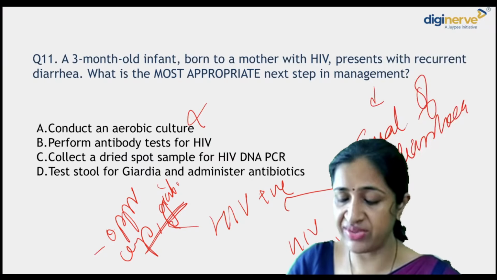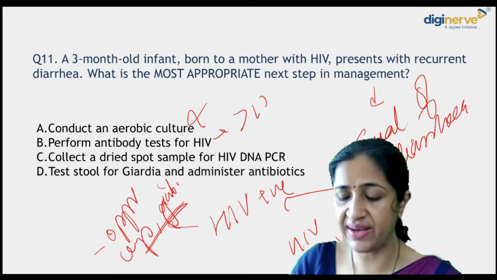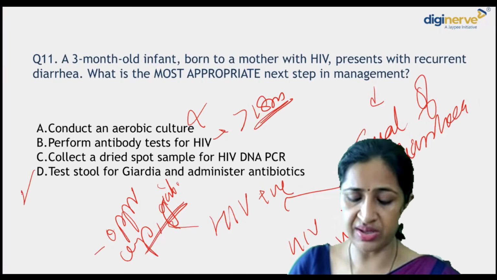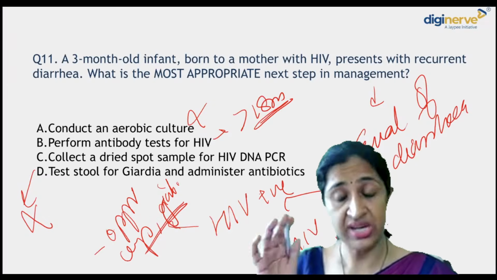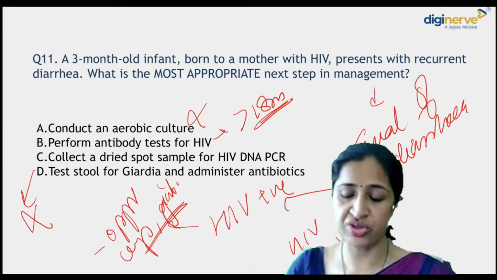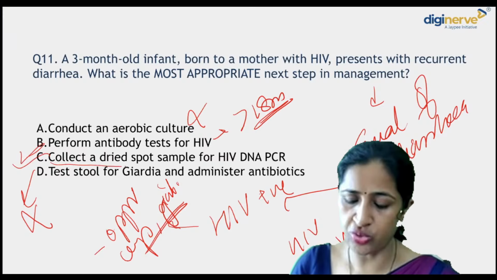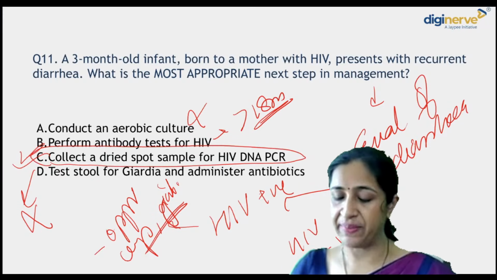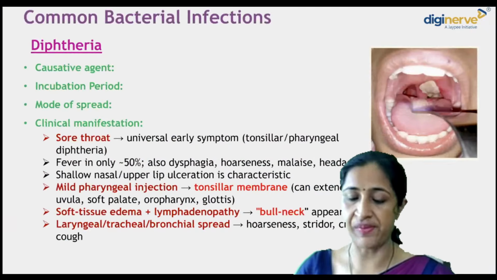Antibody test for HIV can be done only above 18 months, cannot be done in 3 months. Stool for GRD and admit antibodies? No, that is only if your child shows that he is immunosuppressed. So what you're going to do, you're going to do that first. You're going to check for a dried blood spot for HIV DNA PCR.